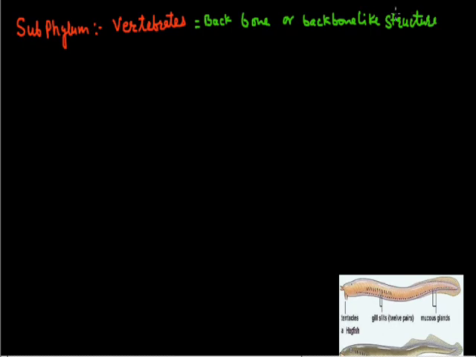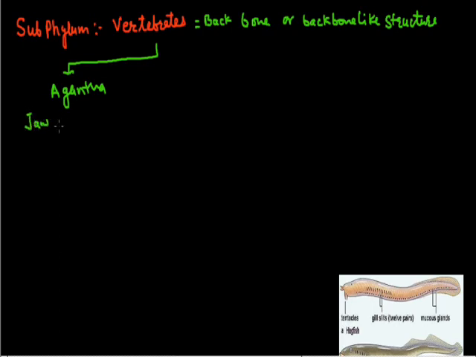Now we discuss the classes of this phylum. This phylum is further categorized into 7 classes. So what are the classes? First they are divided into two groups. The first group we call Agnatha. Agnatha means jawless animals or jawless vertebrates.